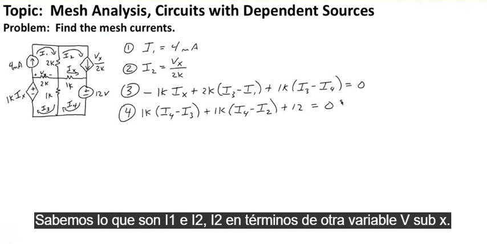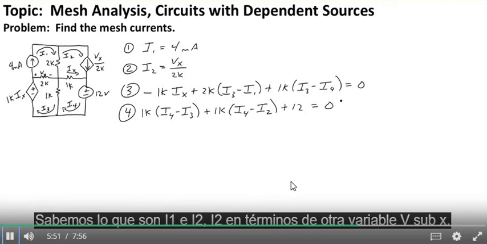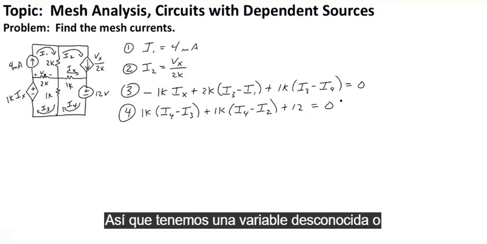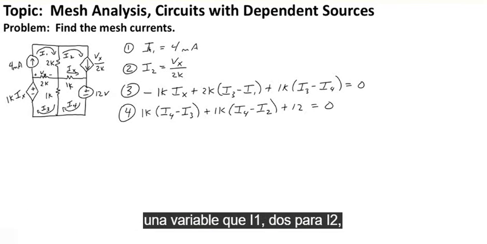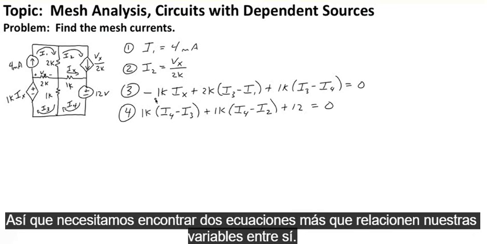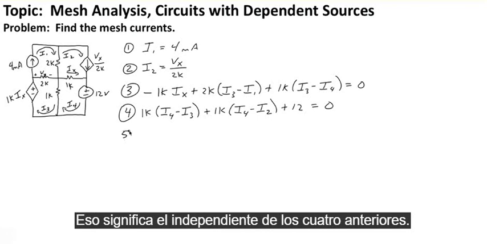We know what I1 and I2 are, I2 in terms of another variable, Vx. So we have one unknown, or one variable, which is I1, 2 for I2, 3 for Vx, 4 for I3, 5 for I4, and 6 for Ix. So we need 6 equations. So we need to find 2 more equations that relate our variables to one another. They need to be independent of the prior 4.